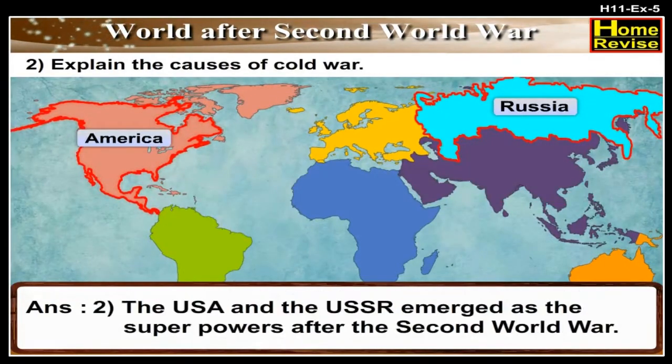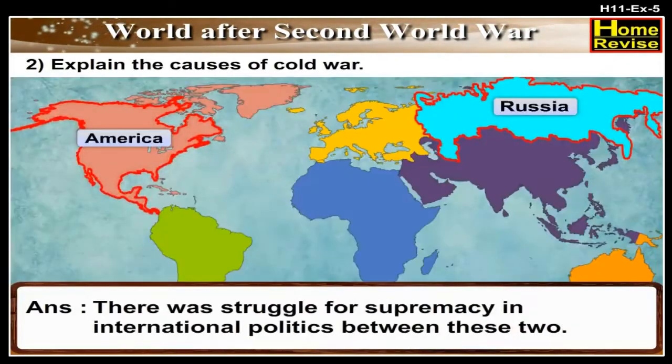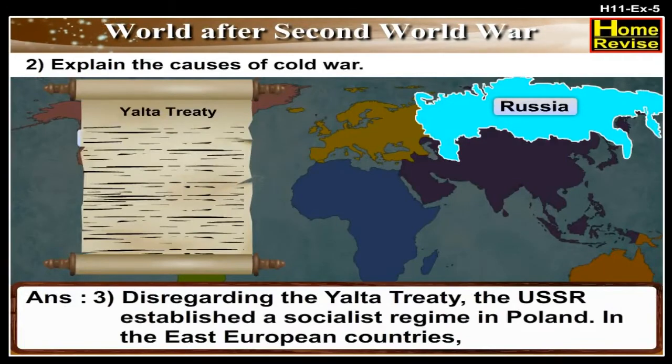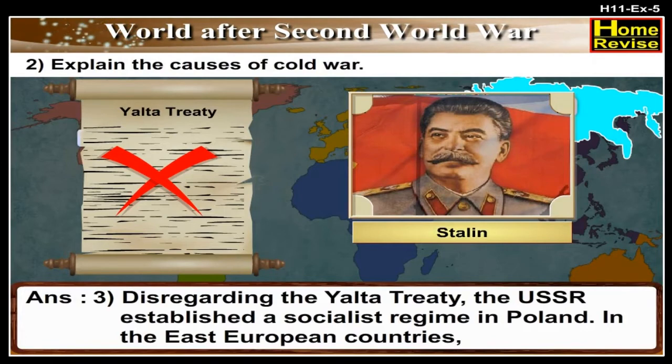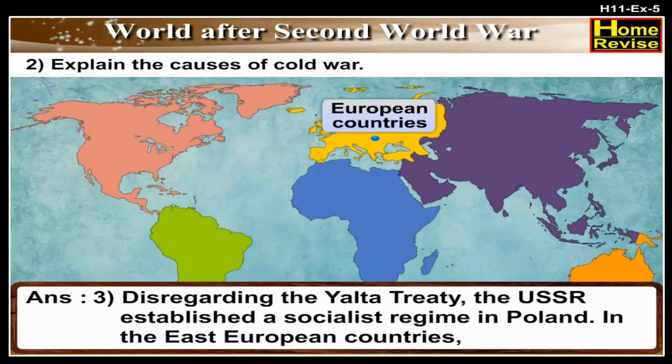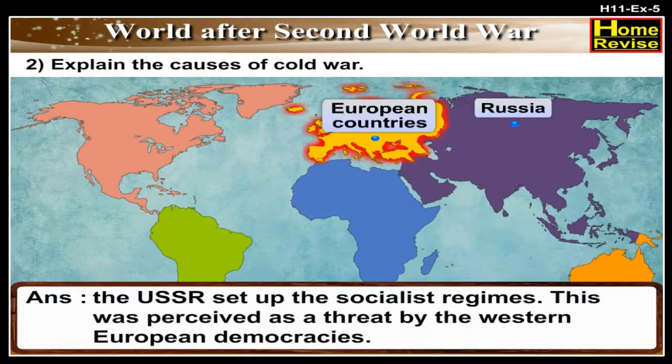Number 2. The USA and the USSR emerged as the superpowers after the Second World War. There was struggle for supremacy in international politics between these two. Number 3. Disregarding the Yalta Treaty, the USSR established a socialist regime in Poland. In the East European countries, the USSR set up the socialist regimes. Now, this was perceived as a threat by the Western European democracies.